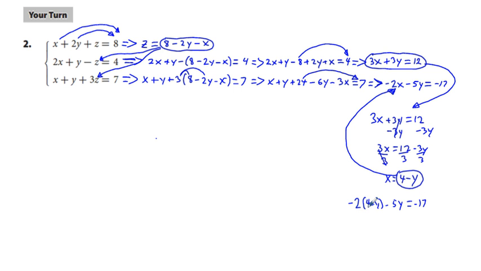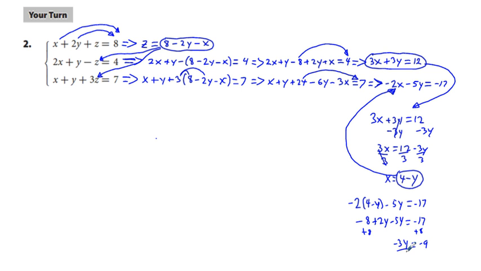And then we have negative 2 times 4 is going to be negative 8. And then we have negative 2 times negative y is going to be plus 2y. And then we have minus 5y equals negative 17. And now adding 8, and then we have 2y on the left side minus 5y. We're going to have negative 3y is equal to negative 17 plus 8, negative 9.